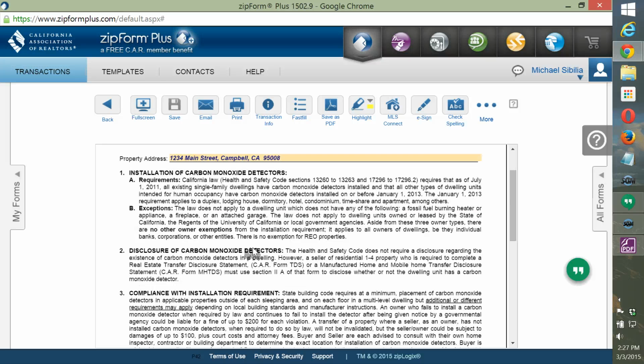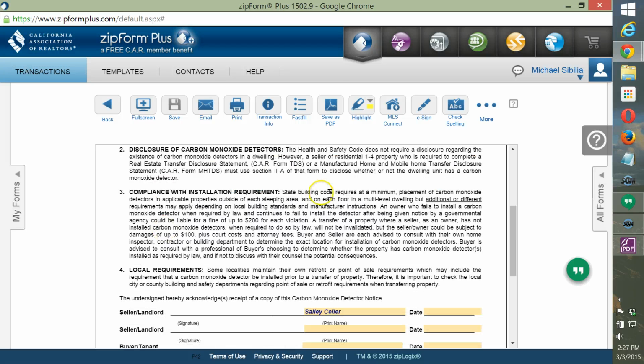Got to have them. How many? One on every floor. I'm trying to remember about upstairs bedrooms, I can't remember. It requires that as of July all existing single-family dwellings have carbon monoxide detectors installed, and that all other types have them before exceptions, disclosure, compliance. At a minimum, placement of carbon monoxide detectors, if applicable, is outside of each sleeping area and on each floor in a multi-level dwelling, but additionally may depend on other building codes. So a minimum of one outside each sleeping area and on each floor of a dwelling.